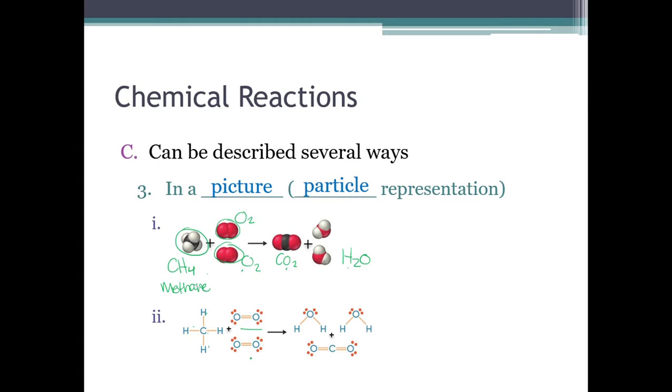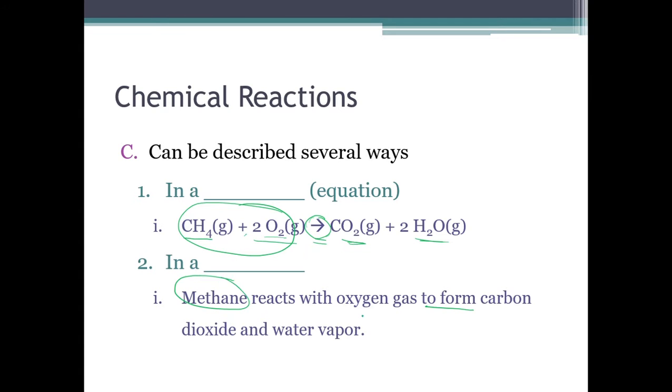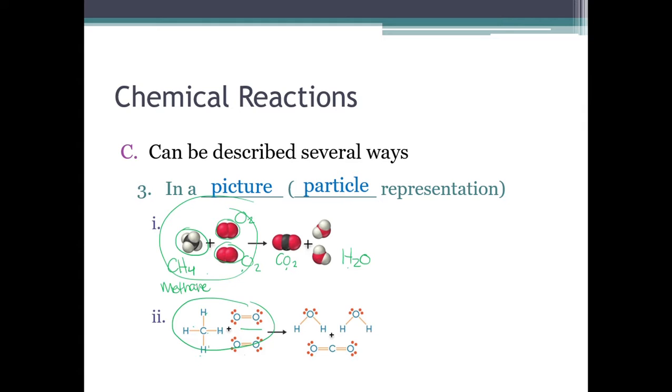But again, using those vocab words we learned earlier, the things you start with, the methane and the oxygen, no matter how you draw them, if they're drawn like this, or like this, or like this, or as methane and oxygen gas, in any case, the things that you start with are the reactants. So these here on this side of our arrow, these are the reactants. The things you end up with, the carbon dioxide and the water, however it's drawn, however it's represented, those are the products.